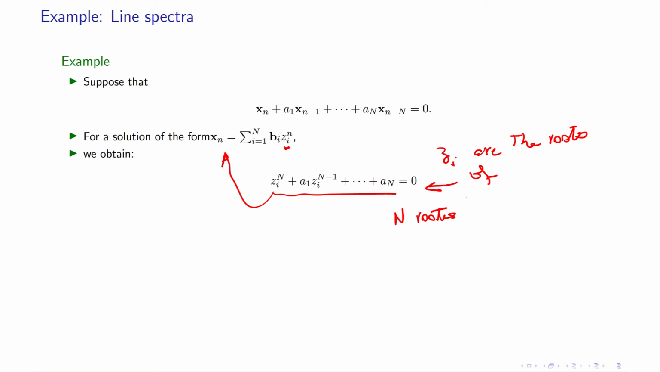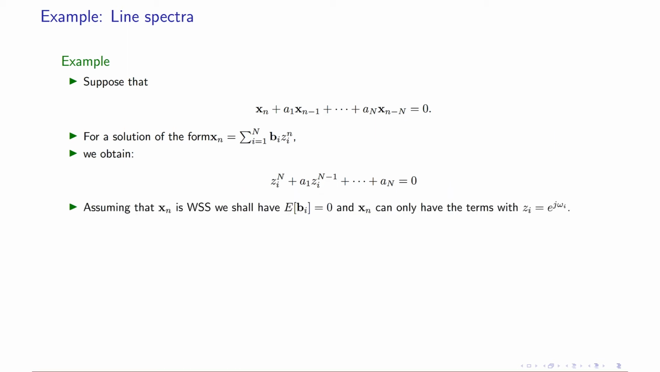Once you put that, you could easily show that any zi which satisfies this equal to zero, you put it in this equation, and remember on the previous slide I had another equation which describes x of n, then x of n will become zero. So assuming that x of n is wide sense stationary, we shall have these bi. Suppose that these bi's are random.